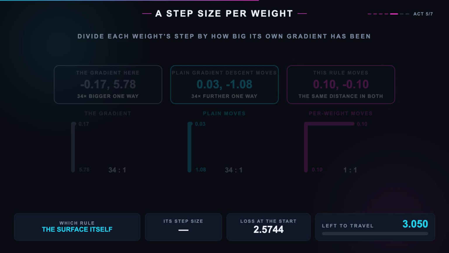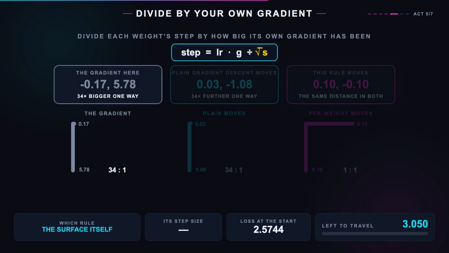So try the other idea. Give every weight its own step size. But it has to come from somewhere, and nobody is hand-tuning 175 billion of them. So take it from the gradients. Keep a running average of how big this particular weight's gradient has been, and divide its step by that. A direction that has been screaming gets divided by something big. A direction that has been whispering gets divided by something small.